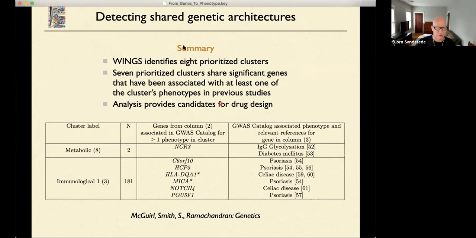So we identified 8 prioritized clusters. 7 of those actually share significant genes that have been associated with at least one of these traits or diseases in previous studies. The exception is the assorted cluster. And the hope is that this provides candidates for drug design. And that's the long-term hope of this study. So that was the second project.